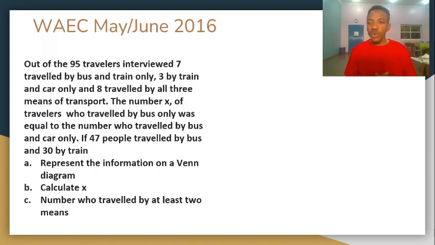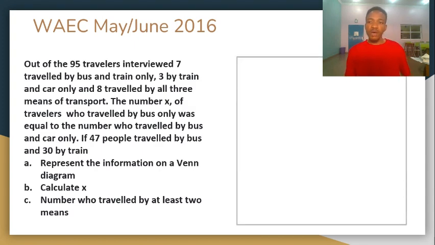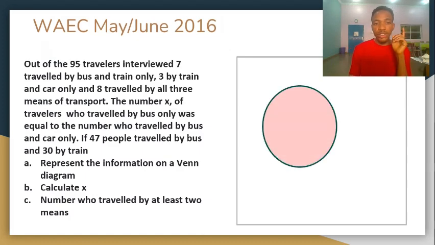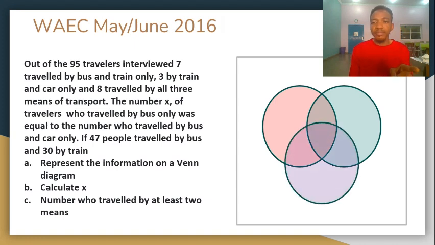So we are going to do what we know how to do, which is to solve this particular question using a Venn diagram. So now let's draw our rectangle, and a circle for bus, a circle for train, and a circle for car. Our universal set is 95.